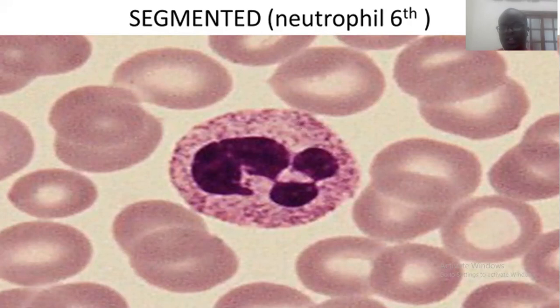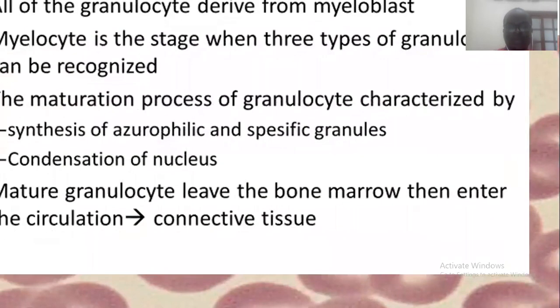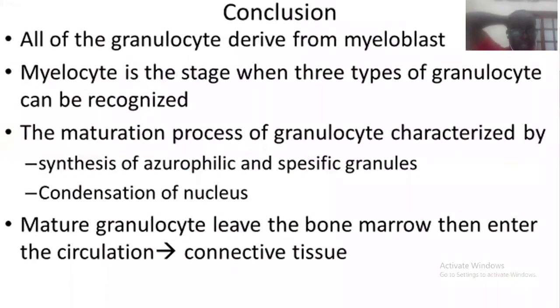Then the eosinophil, they'll be more red. So that's how you differentiate them under microscope. In conclusion, all of the granulocytes are derived from the myeloblast. So they are all coming from the hematopoietic stem cell and then become a myeloblast, which is common to these cells as they are developing.